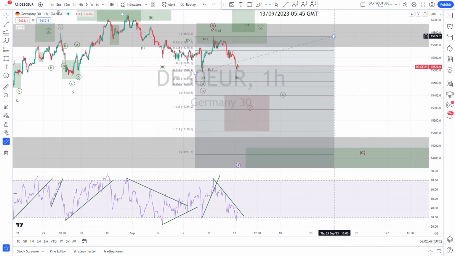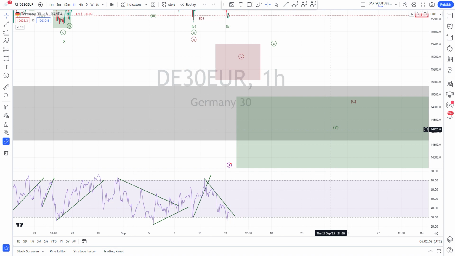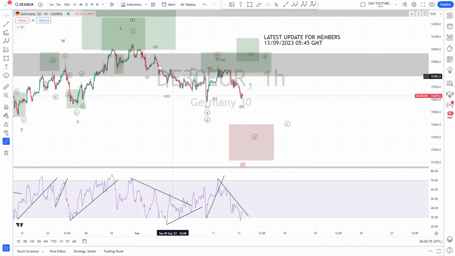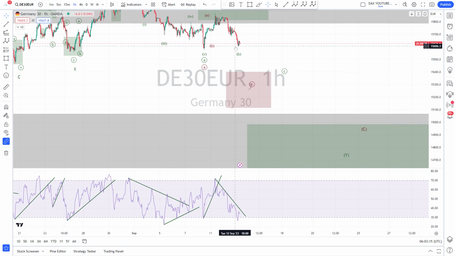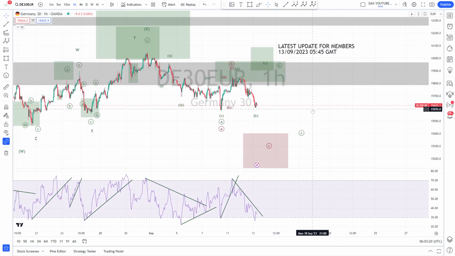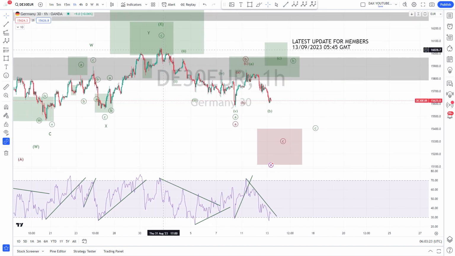But the important thing to know about the wave Y is that for now I call this an ABC, that this is already the ABC, but it could also be that this is just the wave 1 of A, the wave 2 of A, and that we now have the wave 3 of A. So this will depend on how deep we go. We need more data for this. But for now, I think the essence is this is an impulse, this is a corrective move.